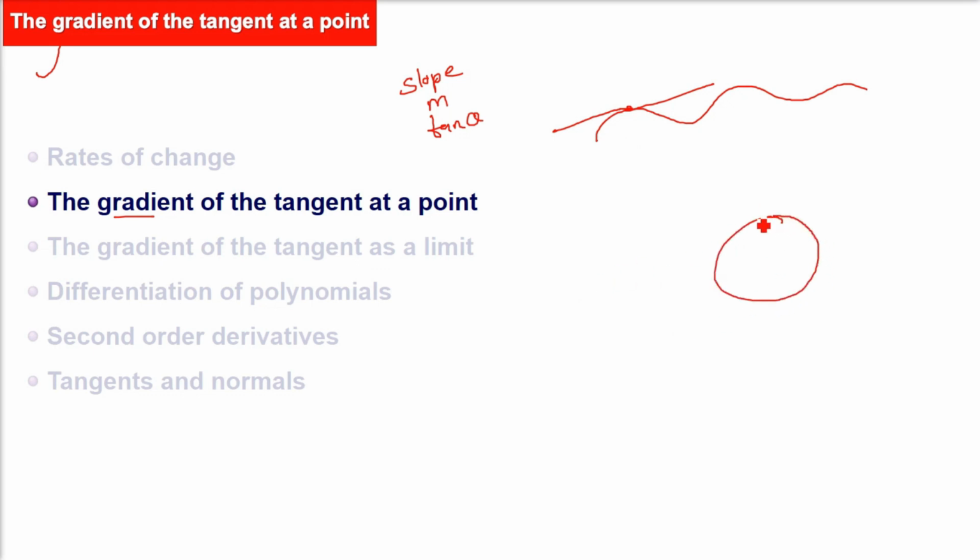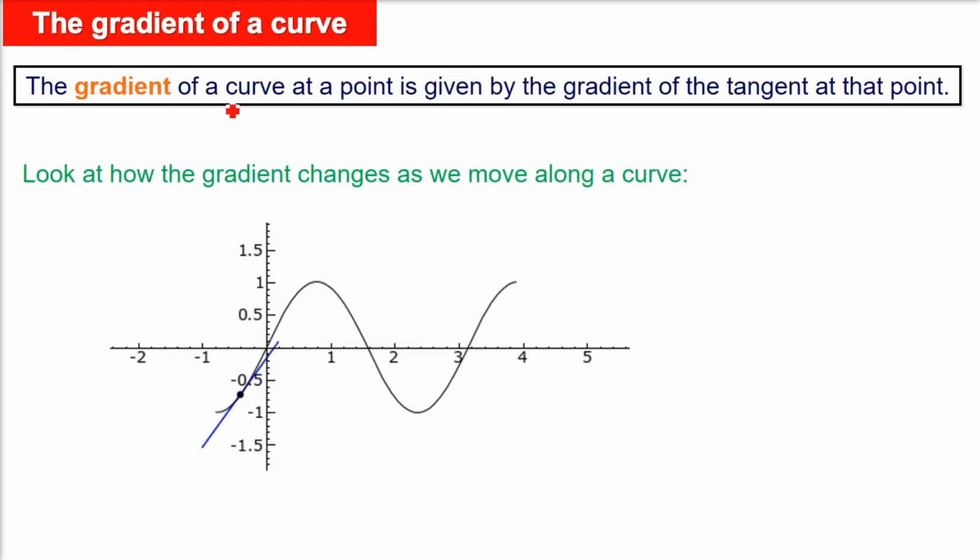We have always heard about the circle. There is a point where a line touches, that is called the tangent, and the line which is perpendicular to this tangent is called the normal. So at that particular point where the line touches, the slope or the angle it makes with the x-axis is the gradient or the slope. So the gradient of a curve at a point is given by the gradient of the tangent at that point.